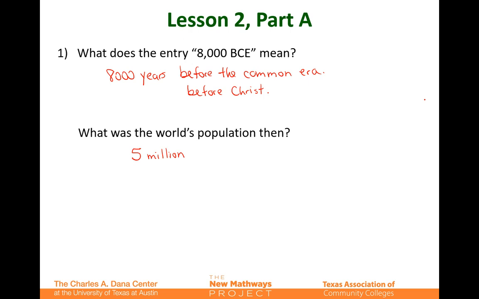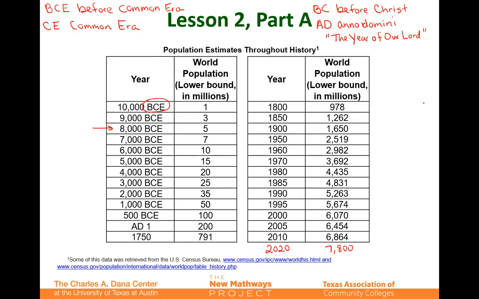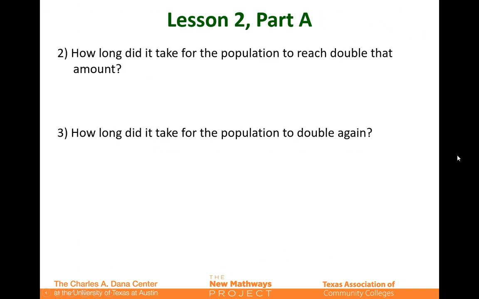Question 1, what was the population 8,000 BC? How long did it take to double? Well, look, it was at 5 million, and it doubled when it reached 10. So it went from 8,000 to 6,000. It took 2,000 years to double. So the answer is it took 2,000 years. So that was going from 5 million to 10 million.